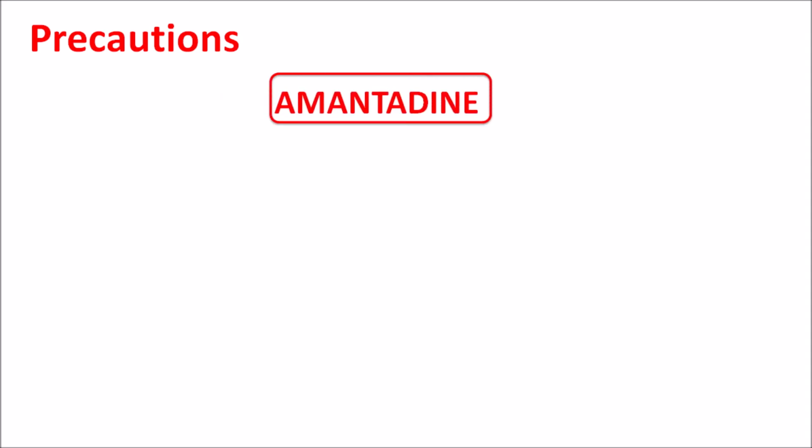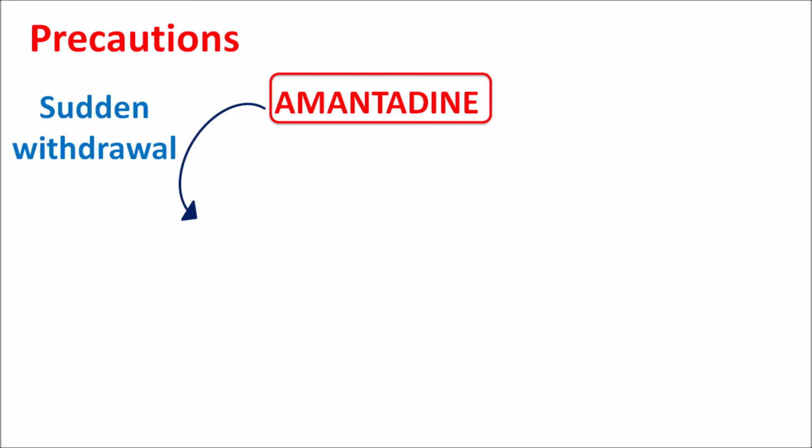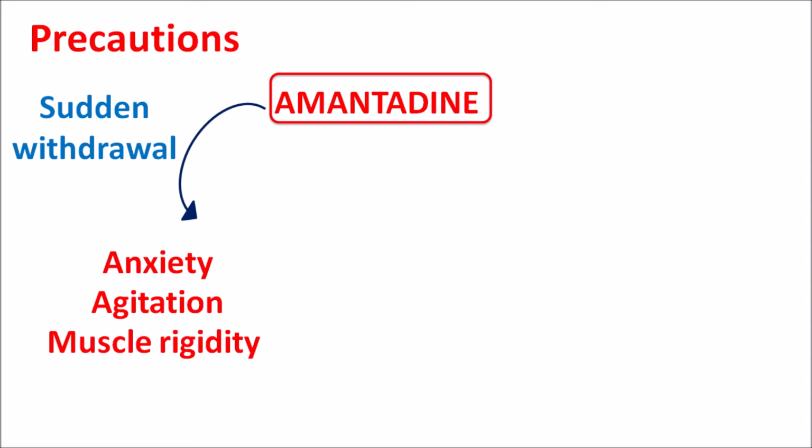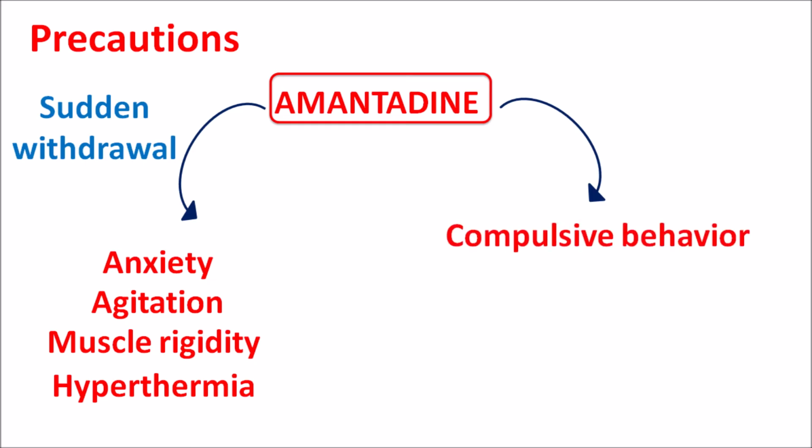When amantadine is suddenly withdrawn, it can produce some increased anxiety, agitation and muscle rigidity, which resembles neuroleptic malignant syndrome, which is associated with muscle rigidity and hyperthermia. So all these symptoms can be observed on sudden withdrawal of amantadine. So the dose of the drug should be slowly tapered and it should not be stopped suddenly in order to avoid withdrawal effects. Similarly, this drug can produce some compulsive behavior within the patients. So it may increase excessive eating or psychotic behavior, which should be closely monitored.